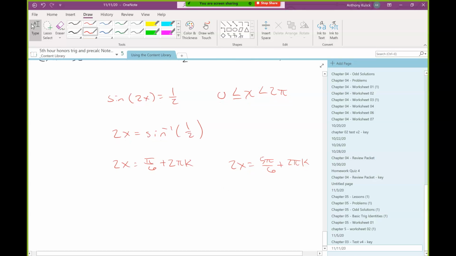Everybody's okay to this? Now we'll divide both sides by 2. When we do that, we get pi over 12 and pi times k. We had to divide that piece by 2 also.